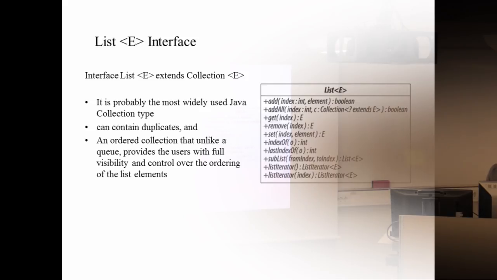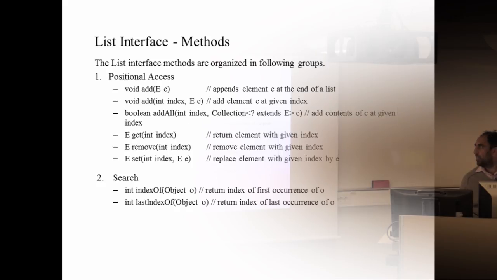And then moving forward, after the collection interface, we know that the collection interface has three main sub-interfaces: the list, the queue, and the set. The list interface, we already learned a bit about it: we use it to have an ordered kind of collection. But the problem with this is that it can contain duplicates. And here are some of the methods.